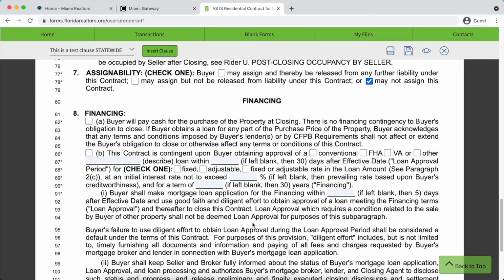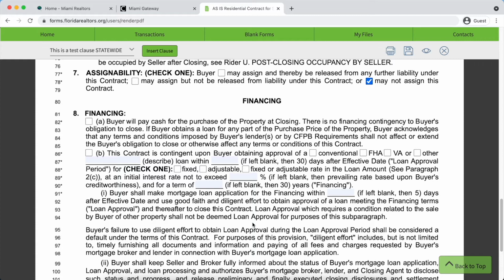Financing. On this line, I want you to follow me closely, because financing is going to be one of your exit clauses and contingencies if you need to cancel a contract. But you need to understand it completely to make sure that you stay within the time frame of when you can do so. So if you check off 8A, that means the buyer is going to pay cash for the purchase.